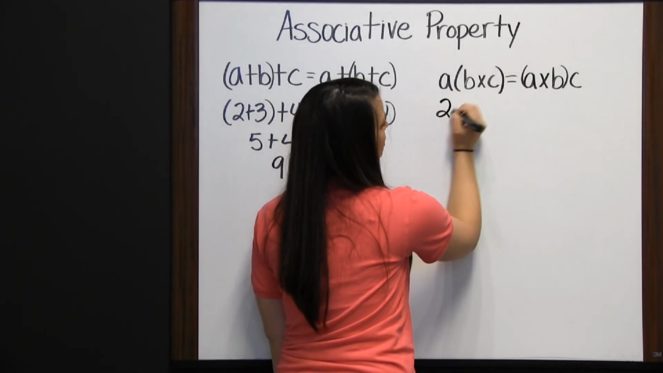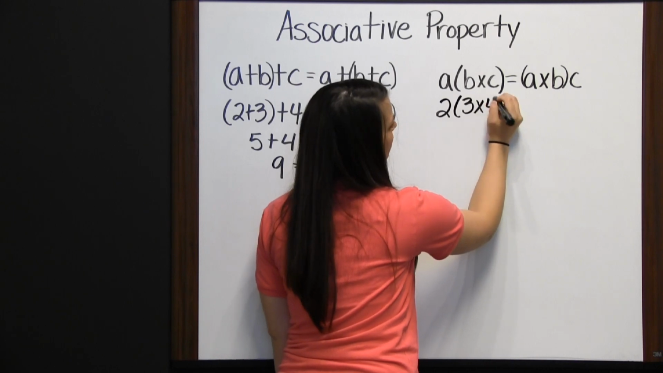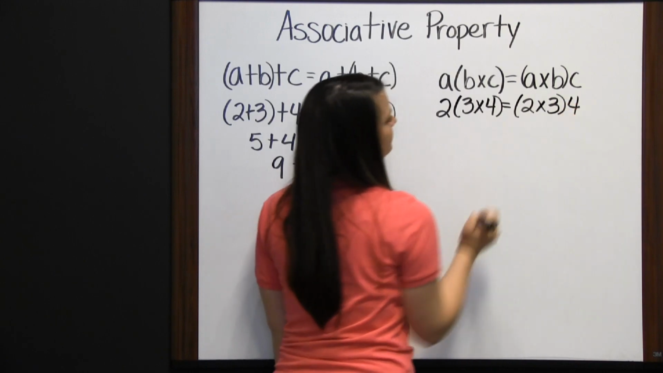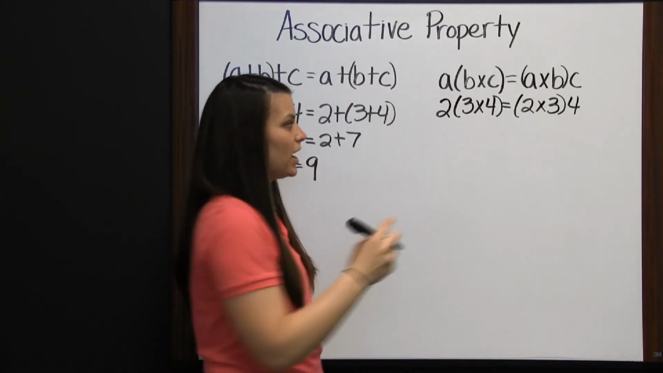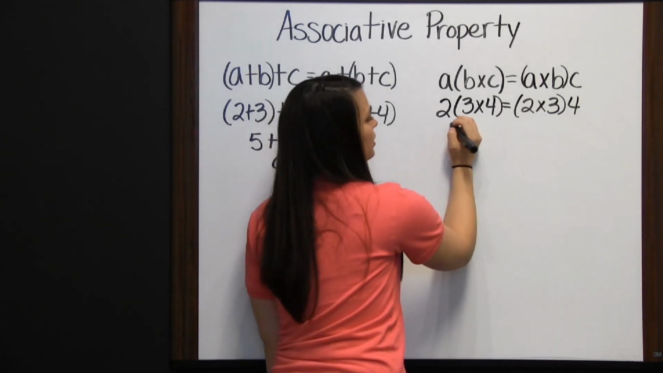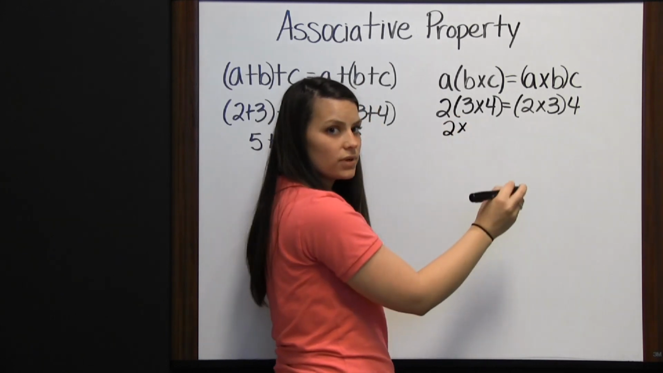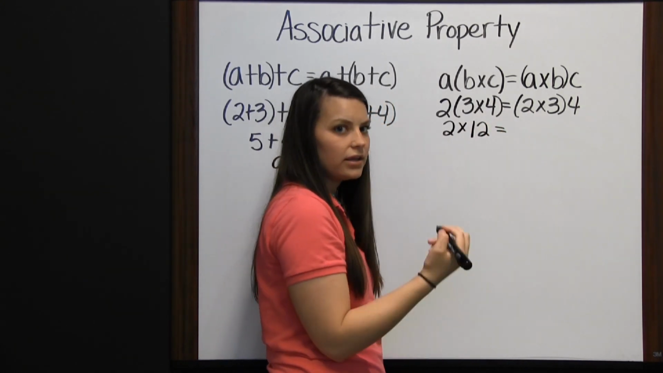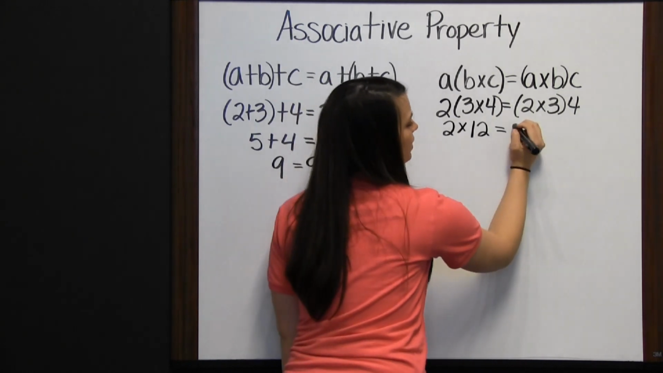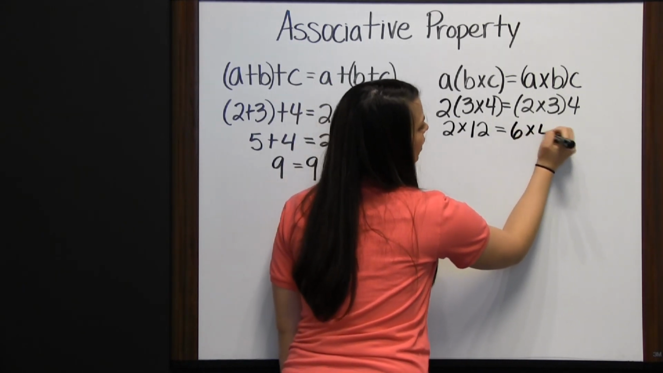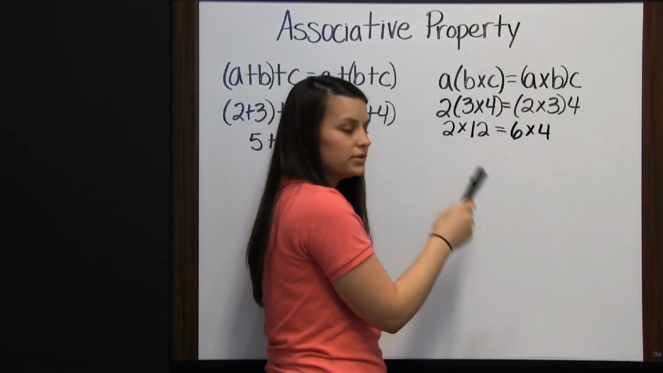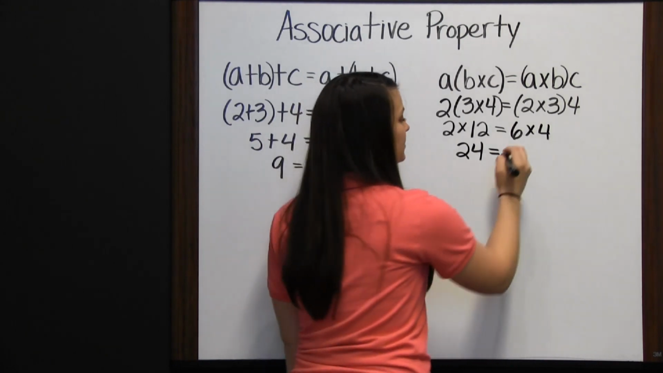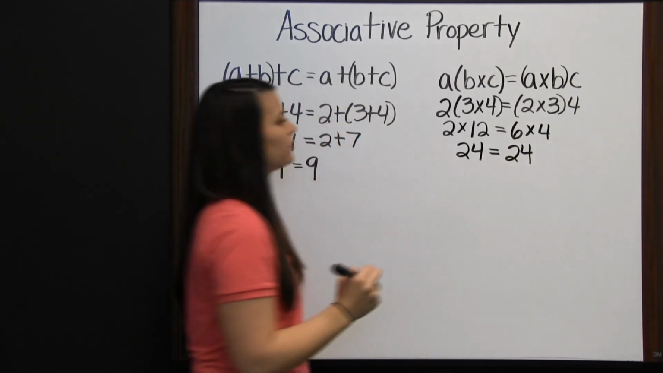So again, I'm going to use (2 times 3) times 4 is equal to 2 times (3 times 4). According to PEMDAS, we have to start inside our parentheses. So that's 2 times 3 is 6, times 4, which is 24, is equal to, again, starting in our parentheses, 3 times 4 is 12, so 2 times 12 is 24, and that does equal 6 times 4, which is also 24.